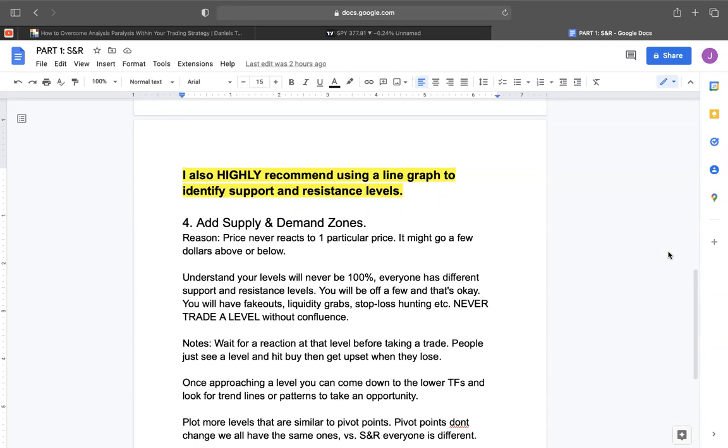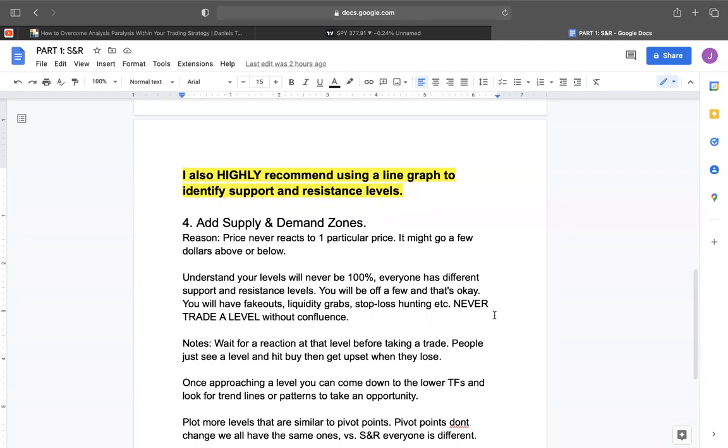That's why you want to add supply and demand. If you're not adding supply and demand zones, I don't know what to tell you. Understand your levels. These are some little notes. Understand your levels will never be 100%. Everyone has different support and resistance levels, guys. So my levels might be different from yours, yours might be different from mine, yours might be different from your friends. Understand that we all have different levels, right? But I got a fix for this. You will be off by a few, and that's okay.